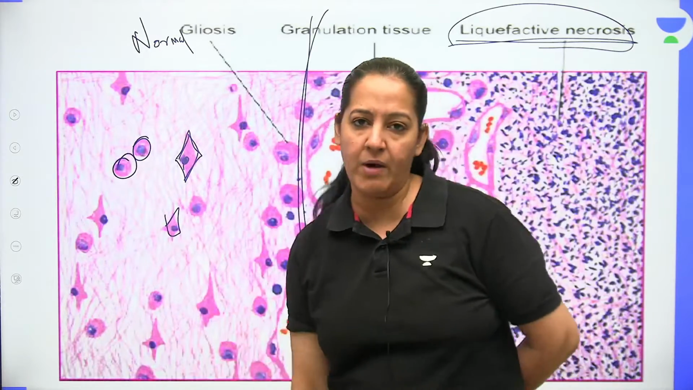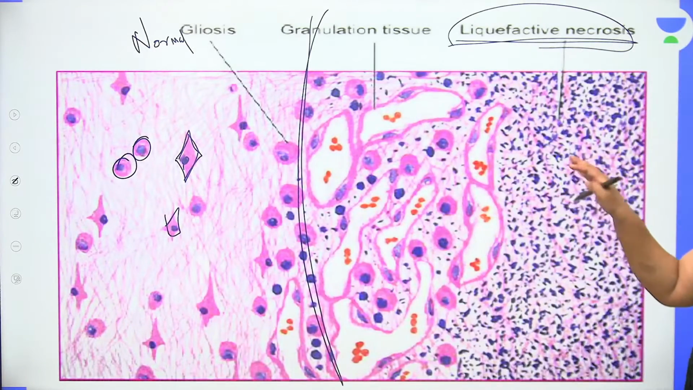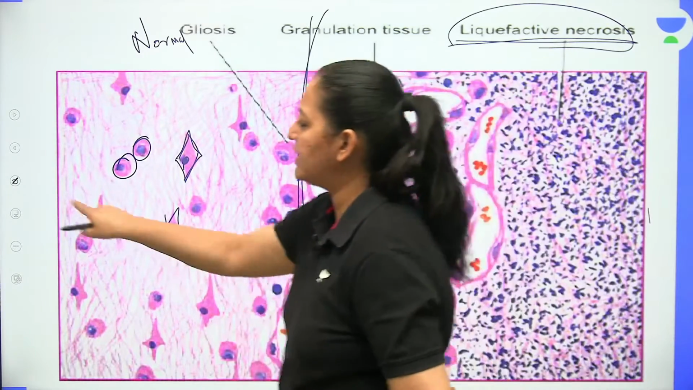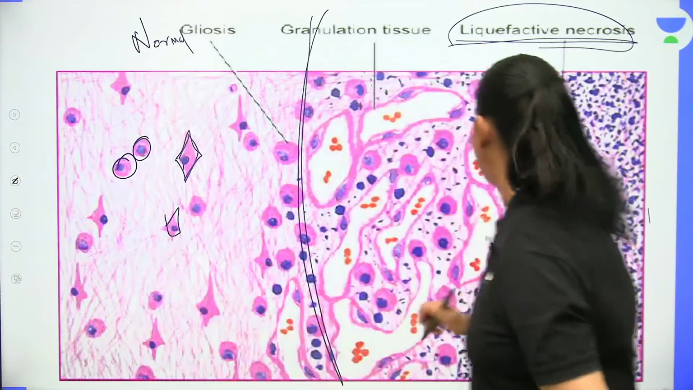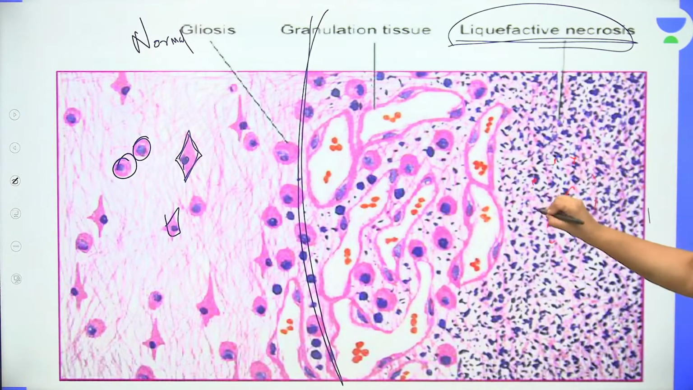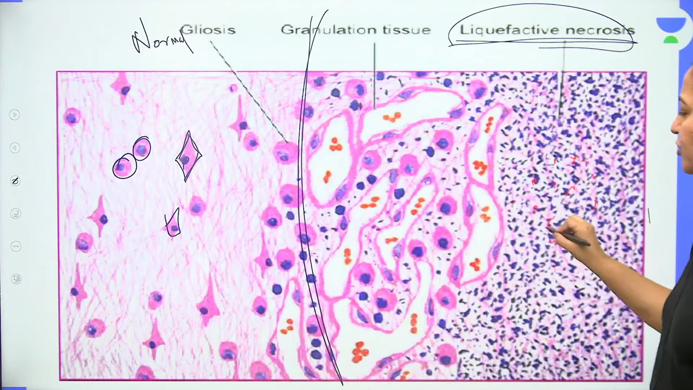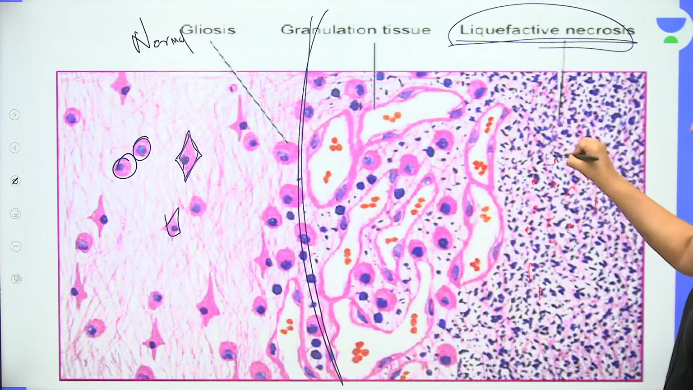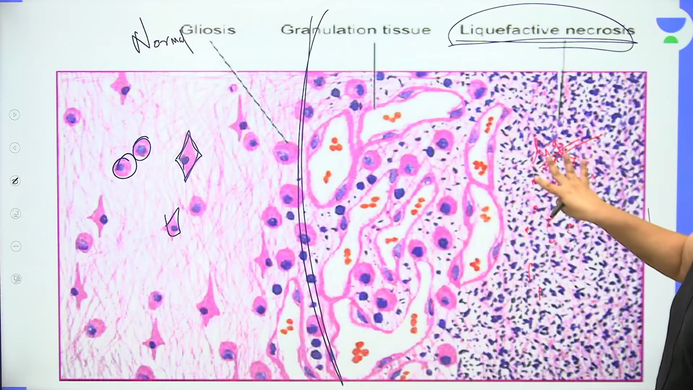It's normal brain, right? Now see the other side. What can you see in this portion? I can't see anything. What I can see is dots, dots, dots. Not even a single cell. No cytoplasm, no outline, no nucleus. I can find liquid. This is liquefied debris.